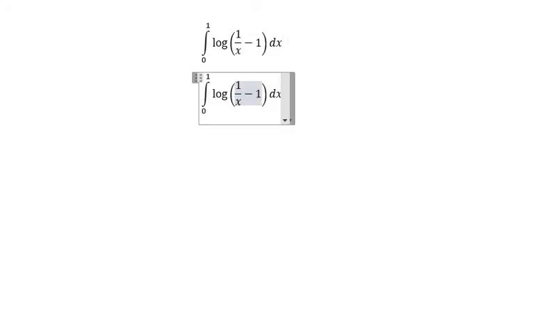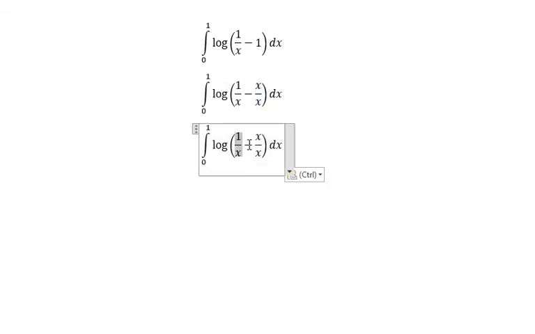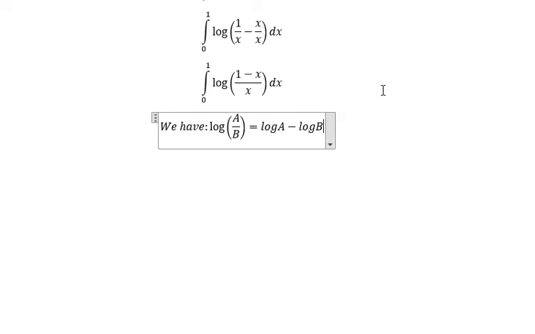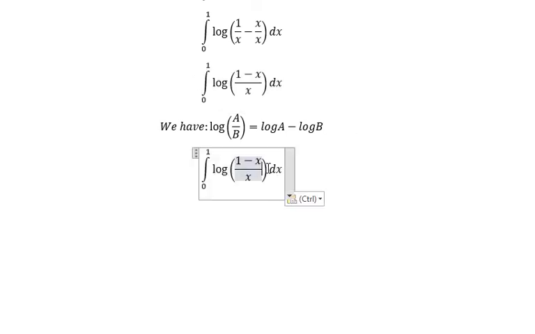About number 1, we need to put x over x. This one we got 1 minus x over x. Next, we have log of a over b equal to log of a minus log of b. So we will apply this formula in this one, and you will get log of 1 minus x minus log of x.